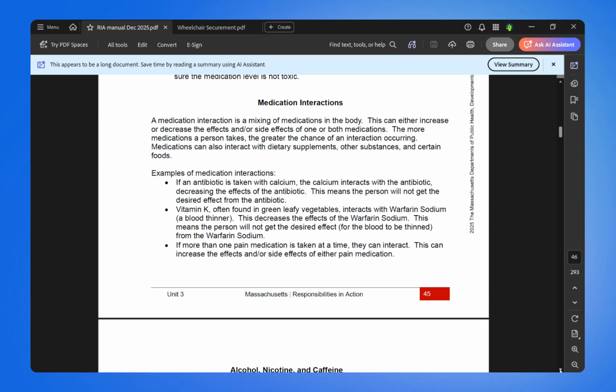If more than one pain medication is taken at a time, they can interact. This can also increase the side effects of either pain medication.